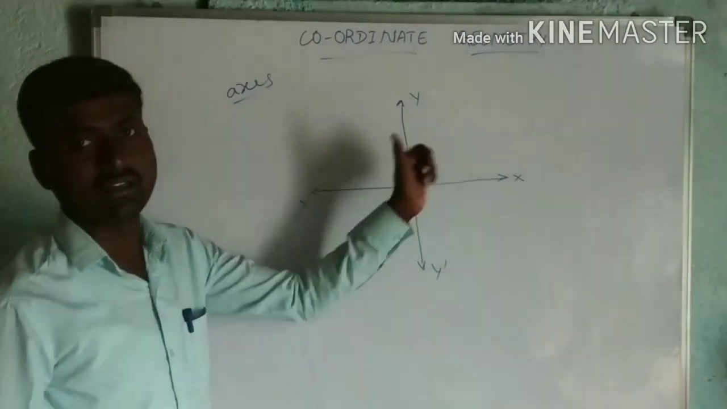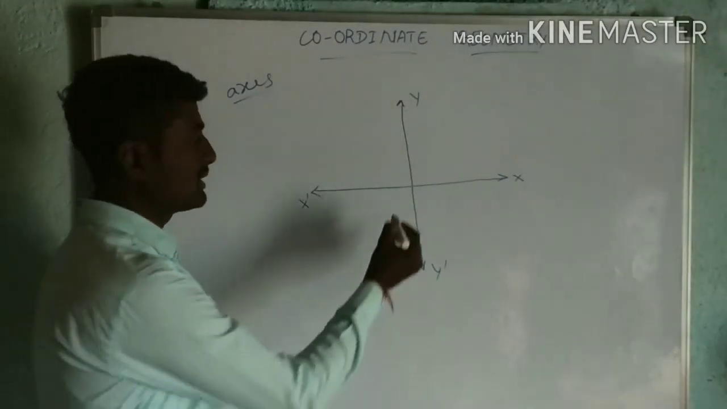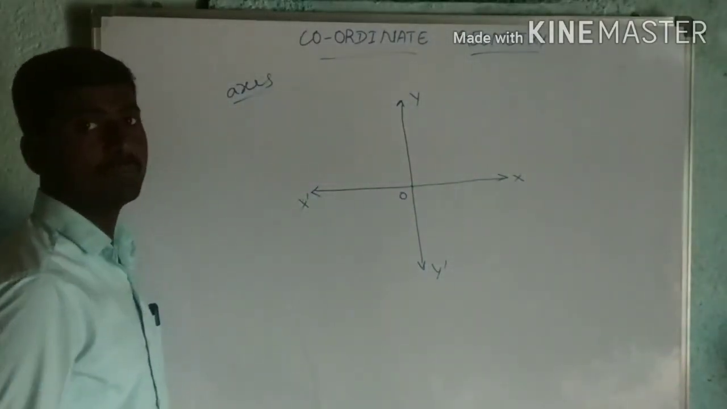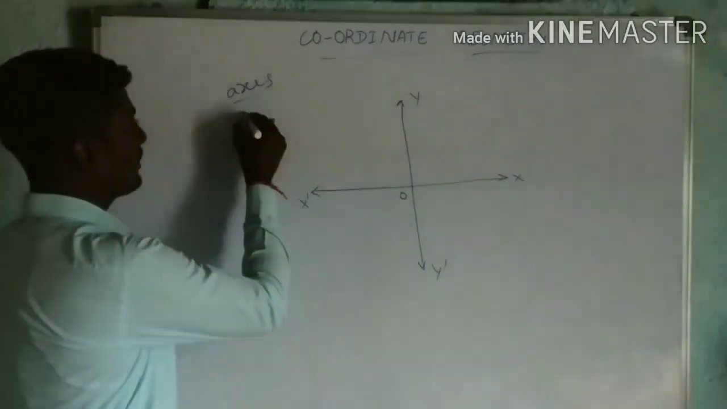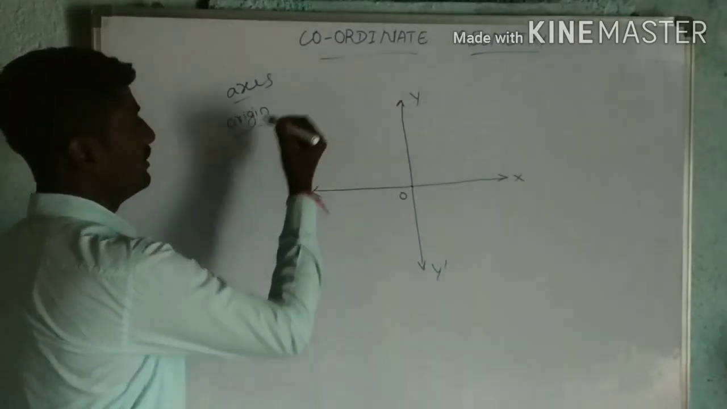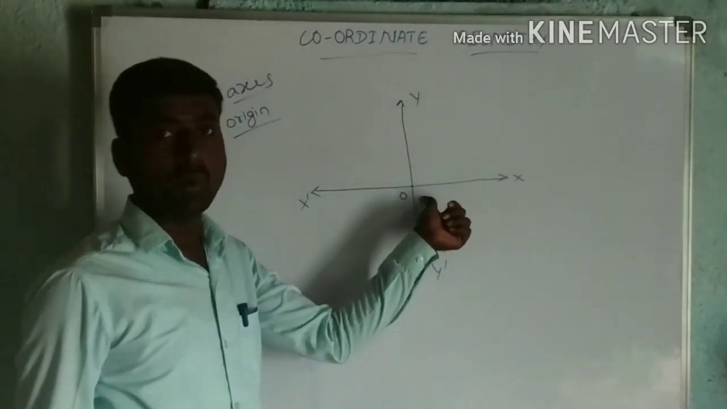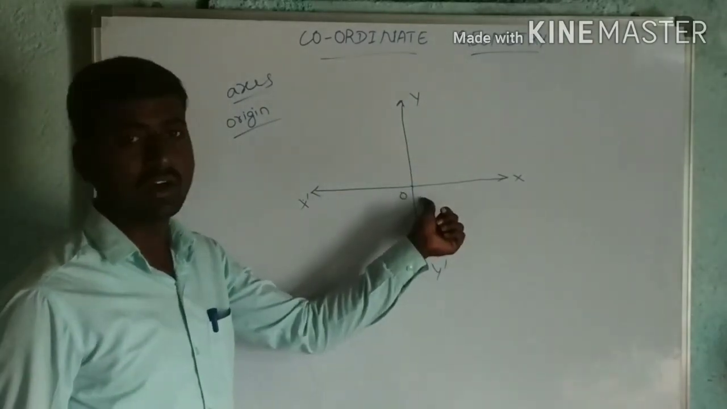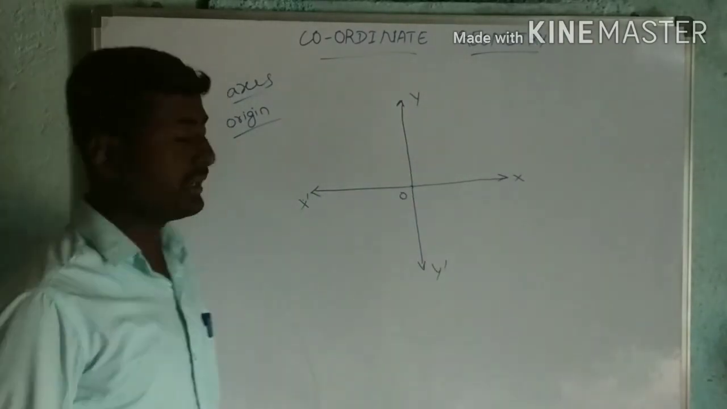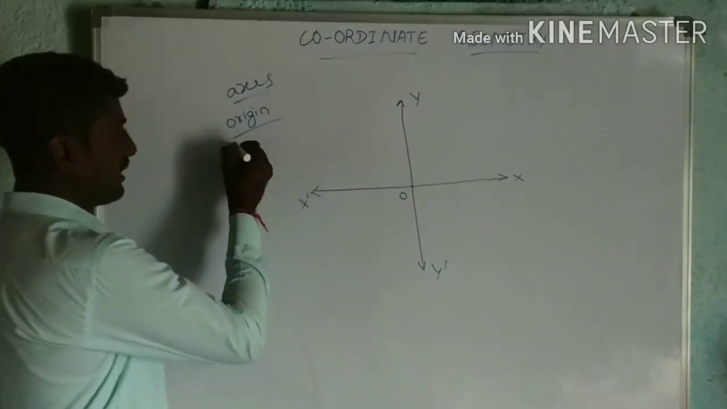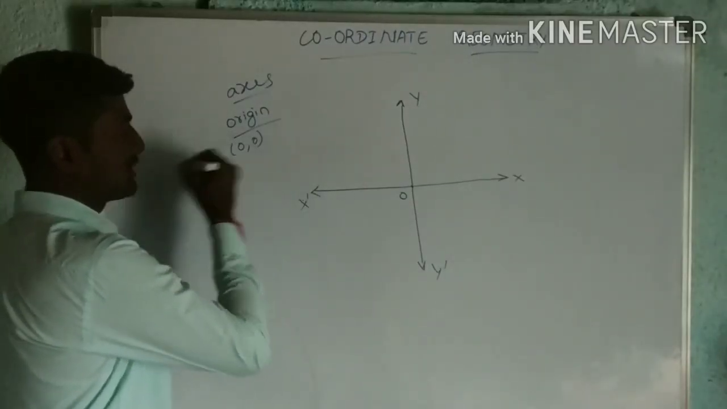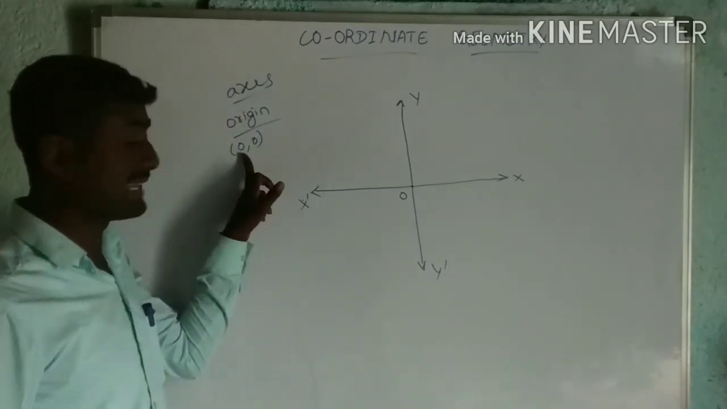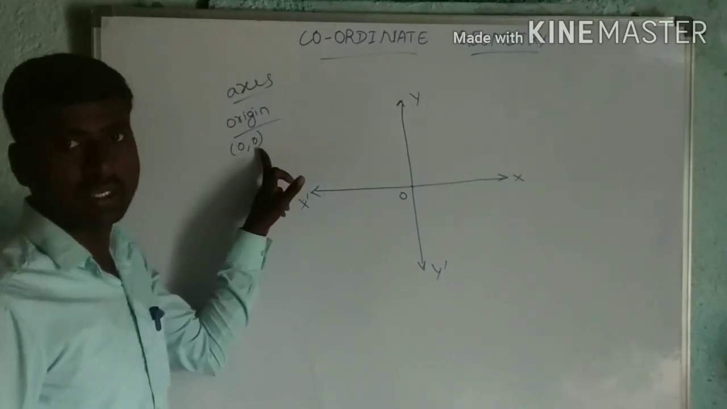Now these two lines intersect with each other. This point is called what? Origin. I'll mention this as O. So the point of intersection of x-axis and y-axis is nothing but the origin. The coordinates of this origin, I represent as 0, 0. We call this the x coordinate and this the y coordinate.